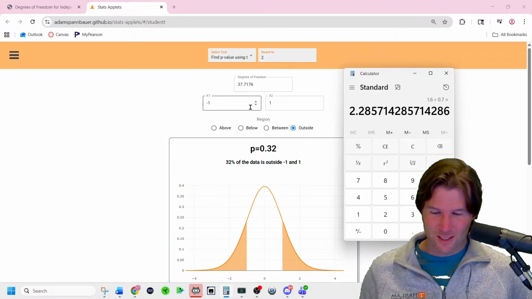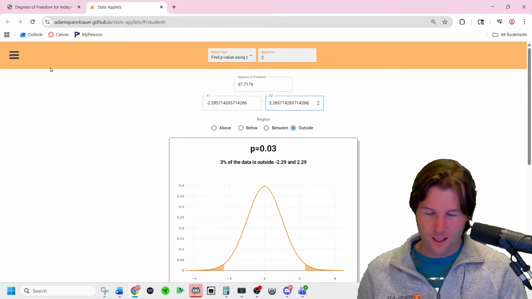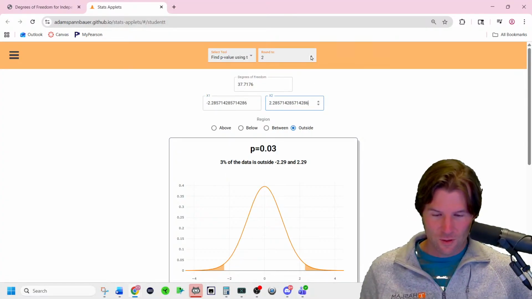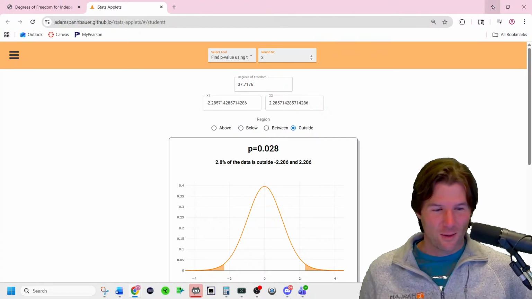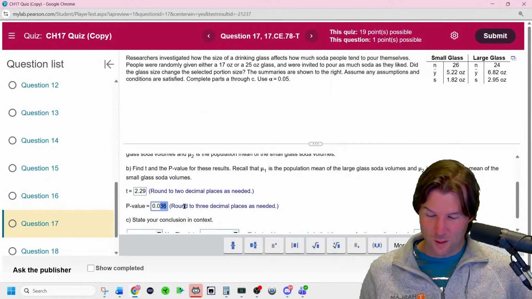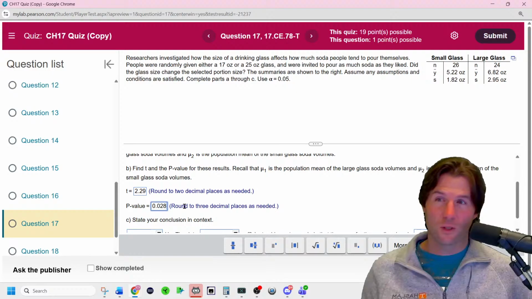And now we enter in our t-statistic, the negative version and the positive version, and it's 0.028. So I was close. My guess was close, but it's 0.028. I would have been too far off, 0.028.